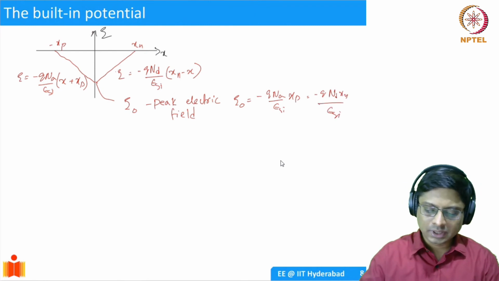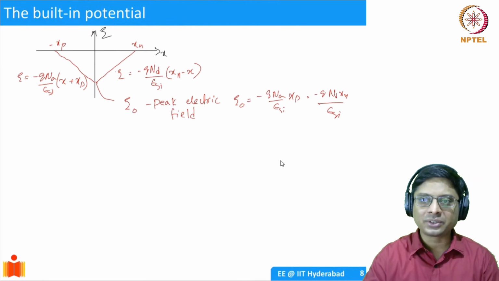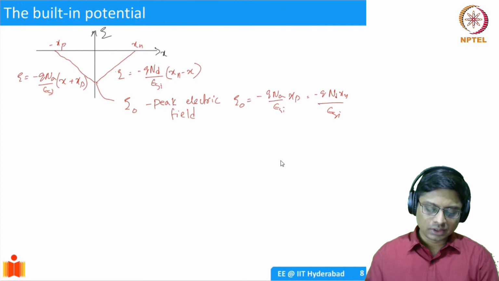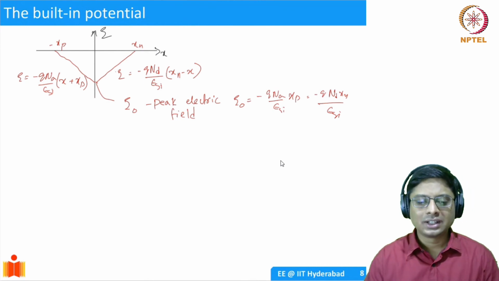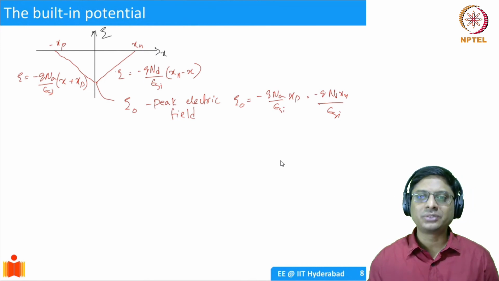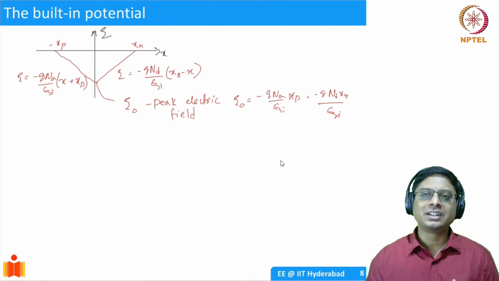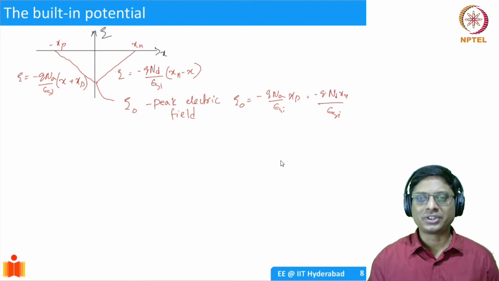Okay. So this is going to be equal, right? We saw that xp into NA equals xn into ND. So this is going to be equal. All right, so this is your electric field. And from here, we can calculate what is known as the built-in potential. Because whenever you have an electric field, if you integrate it, essentially you get the potential.